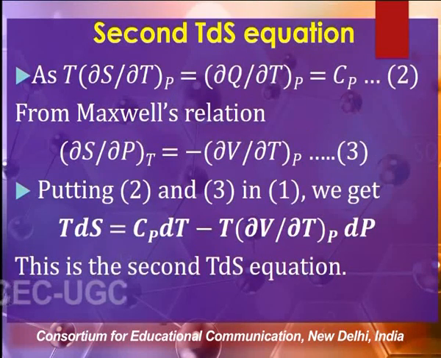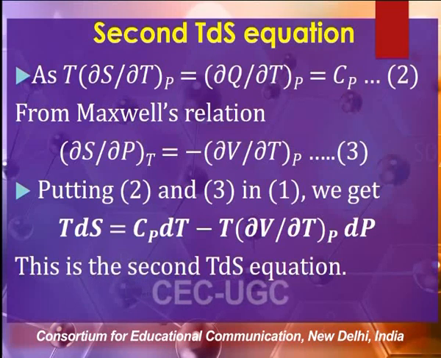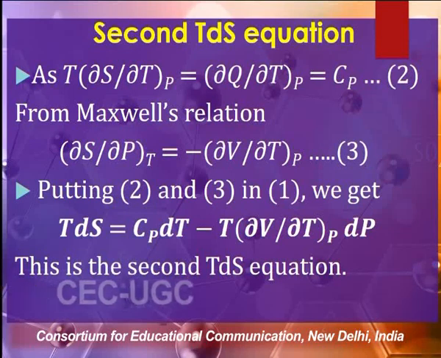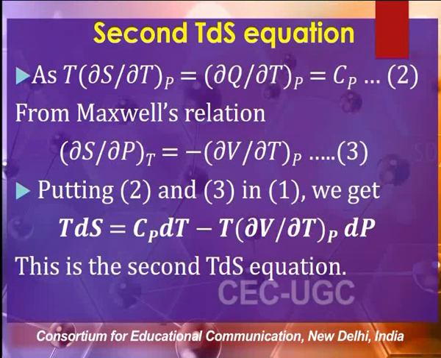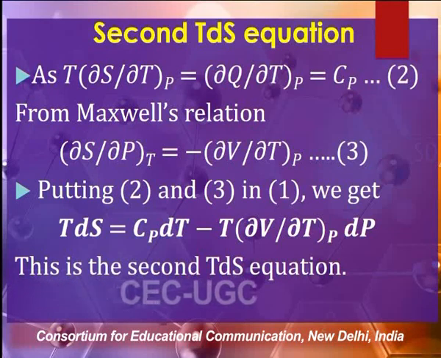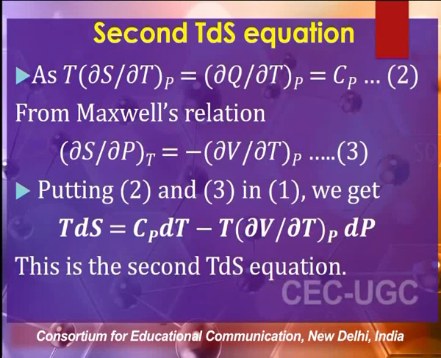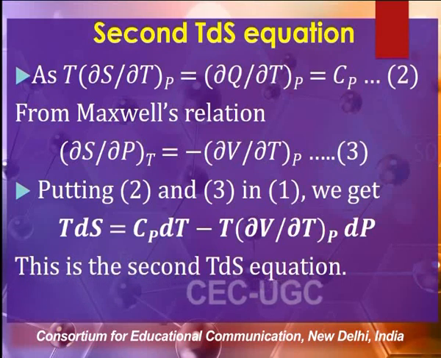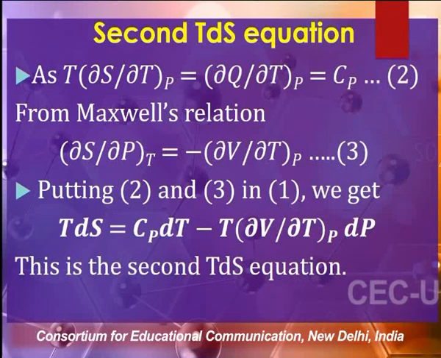Now, we know that T into (∂S/∂T) at constant pressure is equal to (∂Q/∂T) at constant pressure, which is equal to Cp. Further, from Maxwell's relation, we have (∂S/∂P) at constant temperature is equal to minus (∂V/∂T) at constant pressure. Call this equation 3. Please note the negative sign occurring in equation 3.